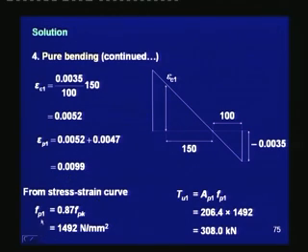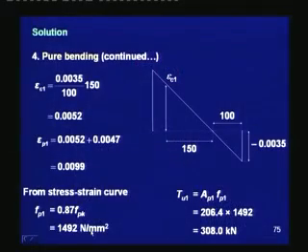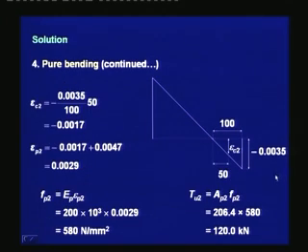We find that Fp1, now this stress strain curve has to be used for the stress relieved type of steel, and Fp1 is equal to 1492 Newton per millimeter square. Tu1 is equal to 308 kilonewton. Similarly, we can calculate epsilon C2 from the strain diagram, and we calculate epsilon P2, from which we can calculate Fp2, and finally Tu2 is equal to 120 kilonewton.